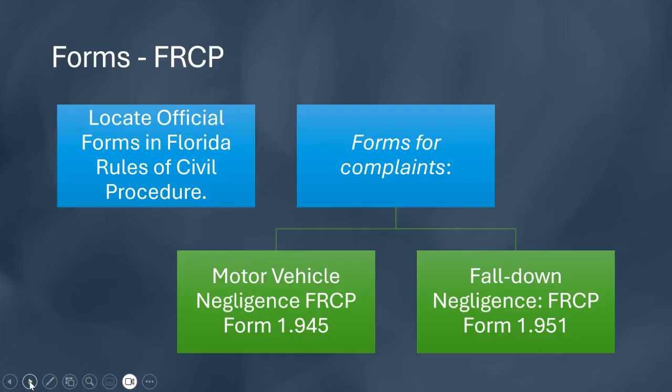So, forms are available, as I already pointed out in a previous slide. Official forms from the Florida Rules of Civil Procedure are a great benefit for you. For example, a couple of forms for complaints that are relatively easy to understand. One is a motor vehicle negligence, and there's a Florida Rule of Civil Procedure Form 1.945 for that. Fall down negligence has a Florida Rule of Civil Procedure Form 1.951.